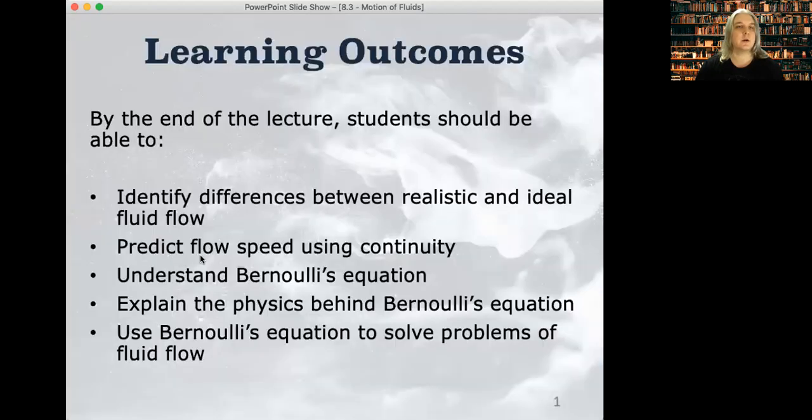Hello again, welcome to the third lecture for week 8. We're continuing on with our look at fluids. We started by looking at density and pressure and then static fluids. And so today we're going to continue by looking at fluids in motion. So we'll jump over to the slideshow.